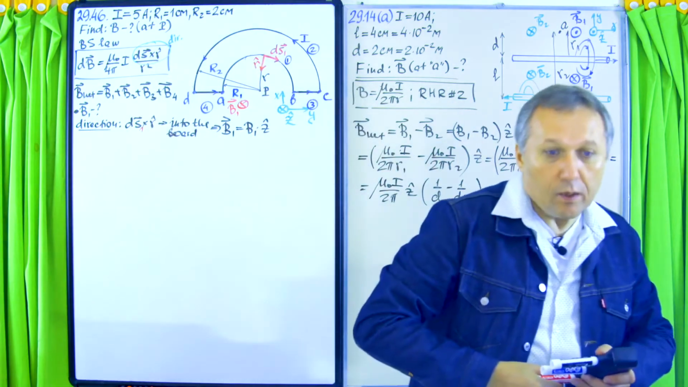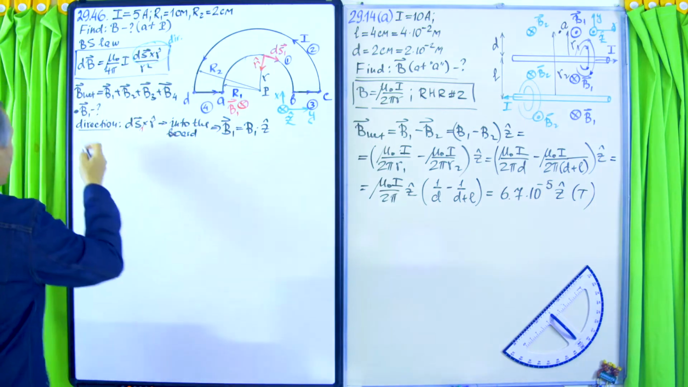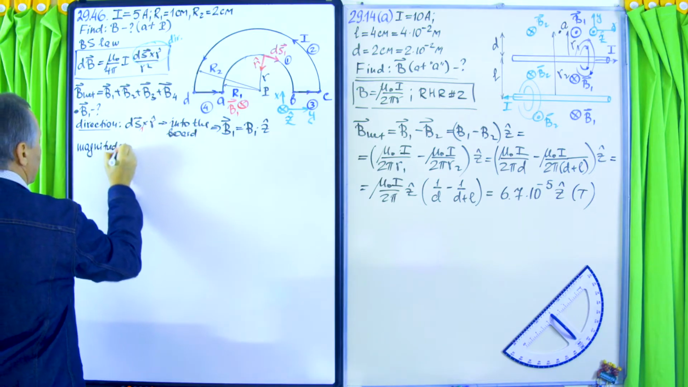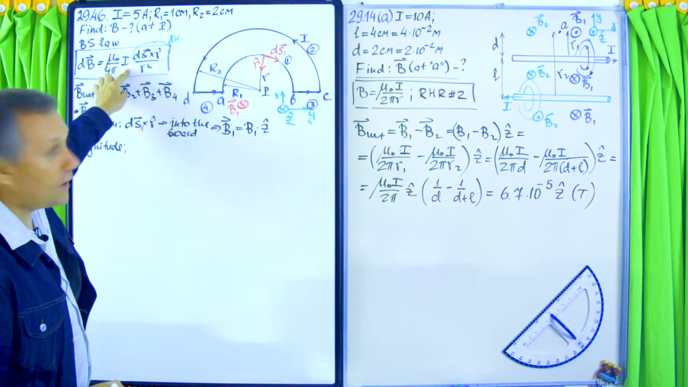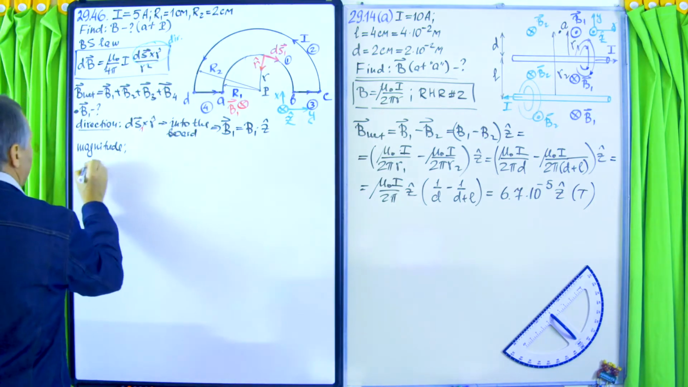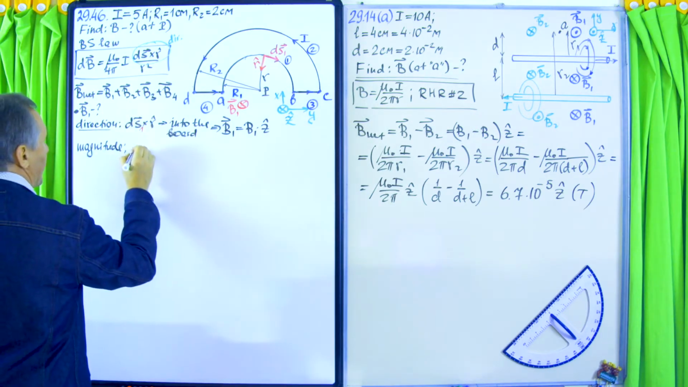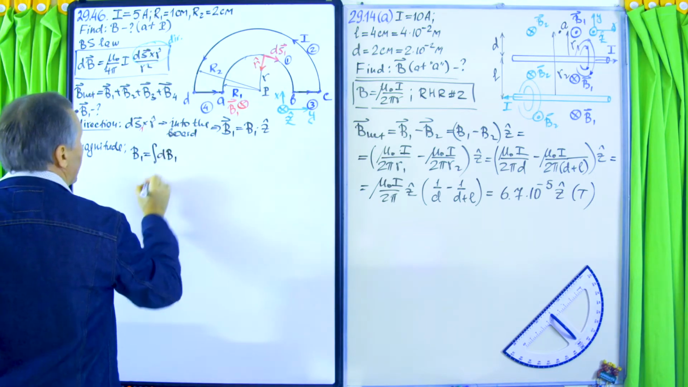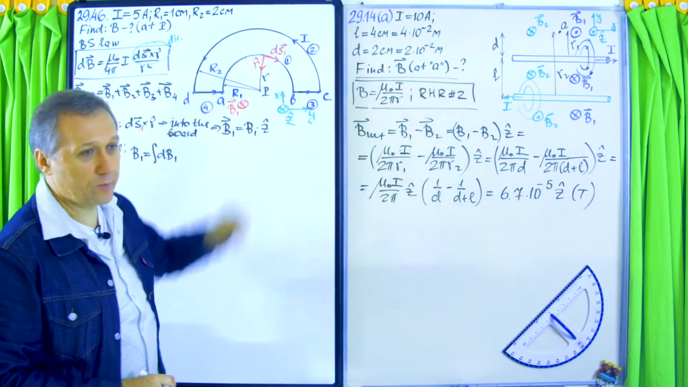Now, what's next? Magnitude. We just found the direction. Now let's find the magnitude of B1. And of course, now we have to integrate. So we need to grab this formula and apply it for this semicircle. To save space, let me continue here. So B1 is the integral of dB1, and from which point to which point? From this corner, from point A all the way to point B.